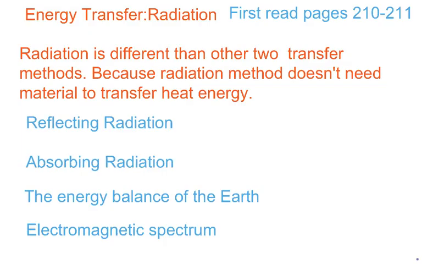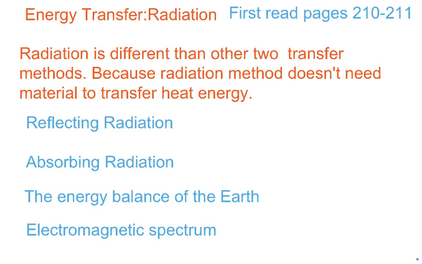And new topic, today we'll pass to energy transfer, radiation. It is the third one. Radiation is different from the other two transfer methods. What were the other two transfer methods? Conduction and convection. For conduction, we need contact. They must be touching. And for convection, we need liquid or gas. But for radiation, we don't need any material.